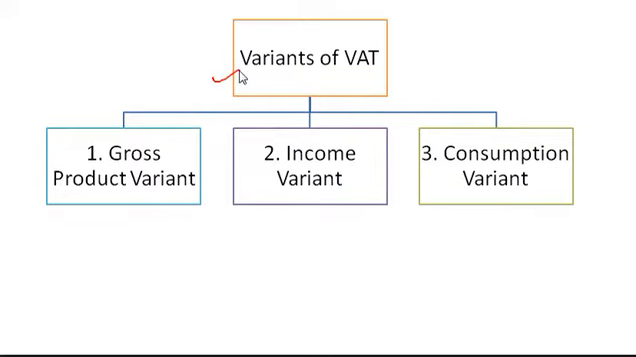VAT has three main variants. First is gross product variant, second is income variant, and third is consumption variant. Very first, we will discuss gross product variant.